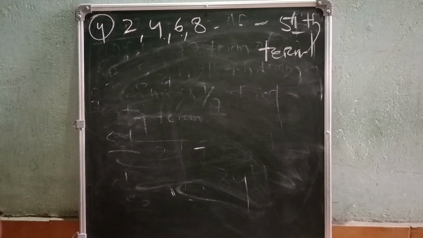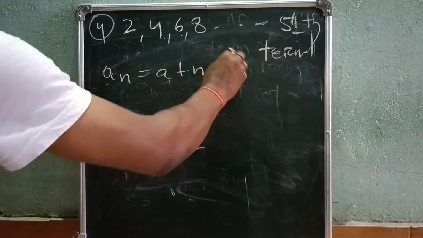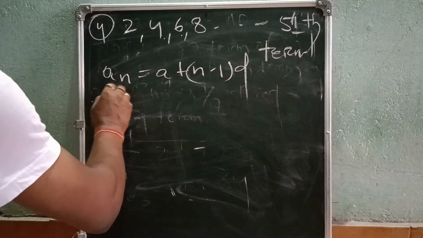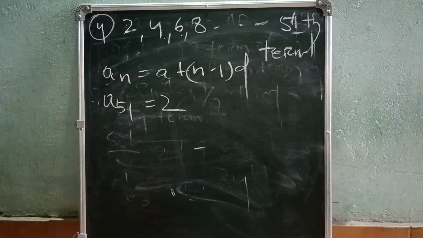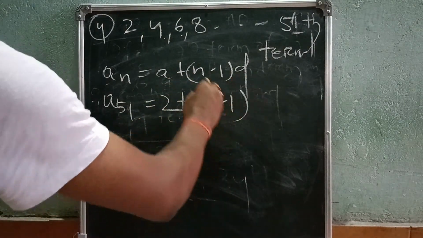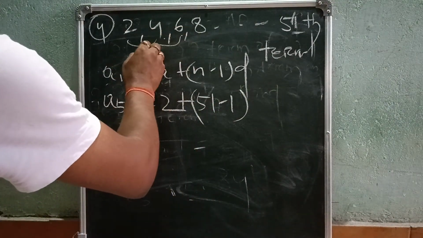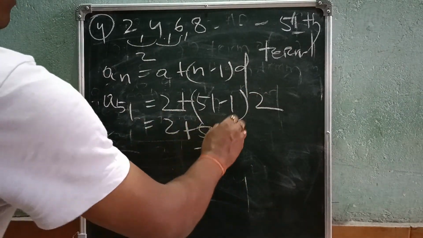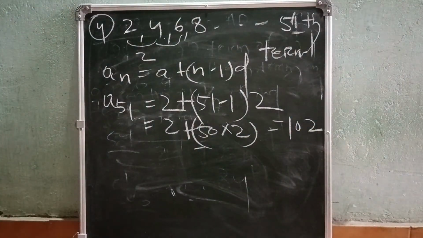Generally, to find a term we use a plus n minus 1 into d. This is formula based, concept based. So instead of n you write 51. So a is 2 plus 51 minus 1 into d. What is d? The difference. The difference is 2. So 2 plus 50 into 2, that means 102 is your answer if you go through the formula.